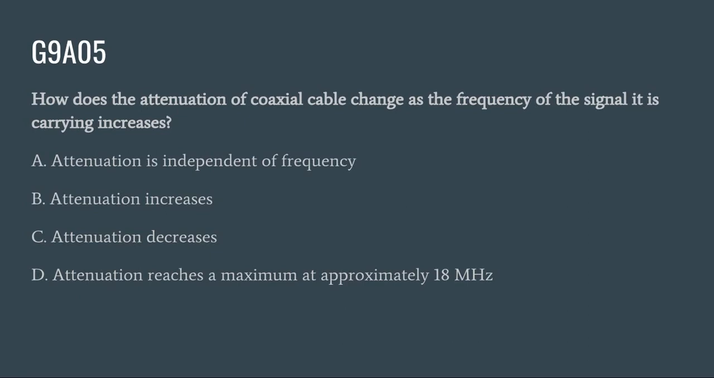G9A05. How does the attenuation of coaxial cable change as the frequency of the signal it is carrying increases? A. Attenuation is independent of frequency. B. Attenuation increases. C. Attenuation decreases. Or D. Attenuation reaches a maximum at approximately 18 megahertz. Correct answer here, B. Attenuation increases.